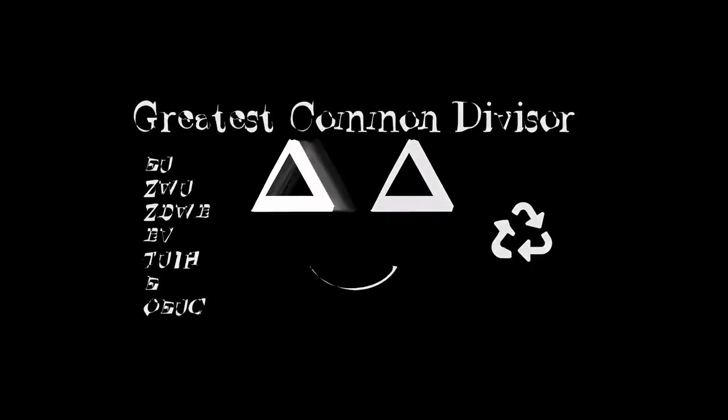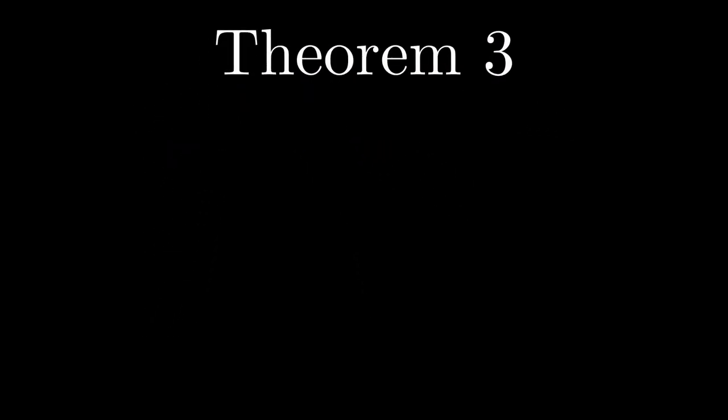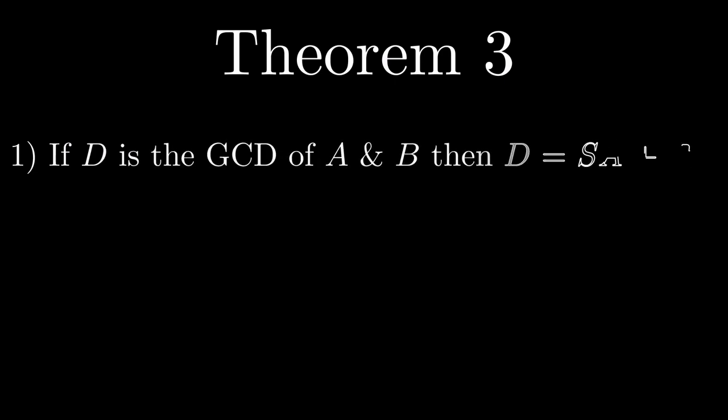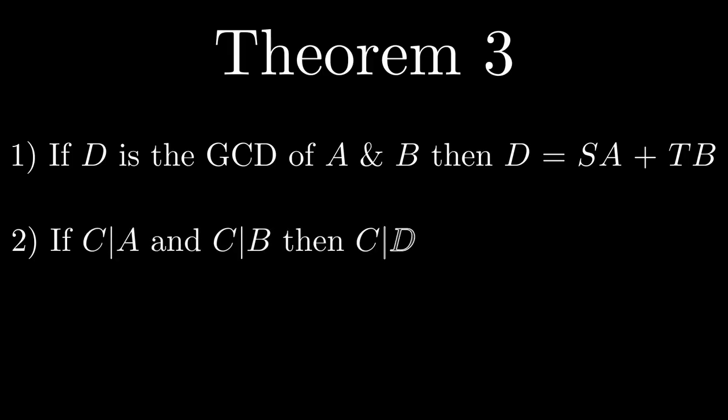Our third theorem, and what we will prove, will be the following. If d is the greatest common divisor of a and b, then d equals s times a plus t times b, for some integers s and t, not necessarily both positive. And if some number c divides a and c divides b, then c divides d. That is to say, all common divisors of a and b will also divide the greatest common divisor, d.